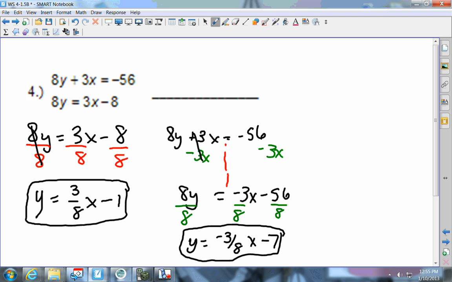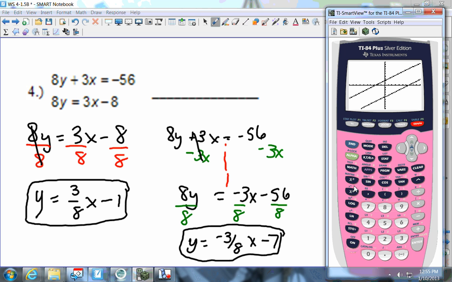Now that they're in slope-intercept form, let's go to our handy-dandy calculator. Remember clearing the memory. Second plus 7, 1, 2. Go to y equals. Put in there 3/8, which is 3 divide 8. The x button, remember, is up here by the alpha. Minus 1. And now I'm going to go down to y2 and put in there negative 3/8, 3 divide 8, x minus 7. I have them now in y1 and y2.